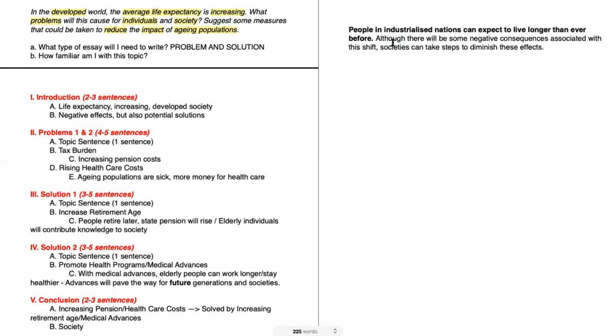Now, notice how I have basically introduced a problem solution essay, but I haven't said these are the problems and these are my solutions, because that is very bland and will not get you any points for lexical resource. So each time you practice, really start thinking of different ways that you could say these various things.